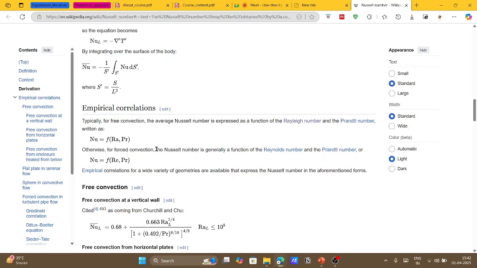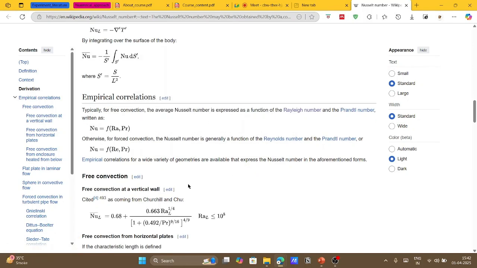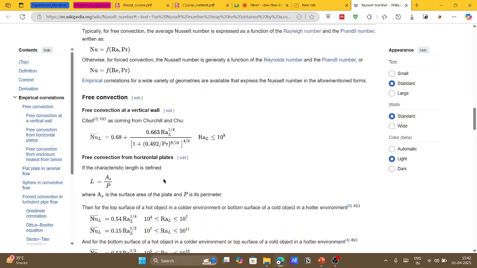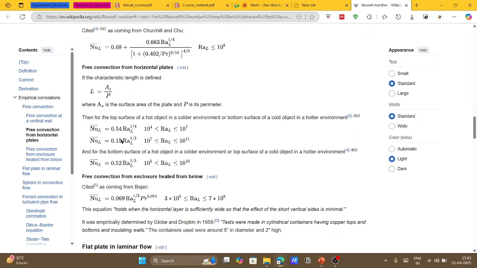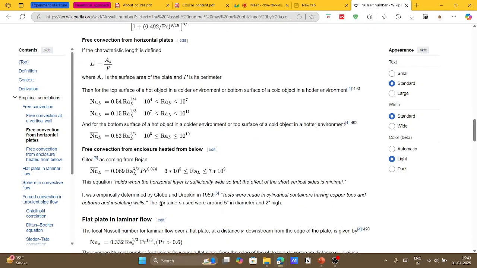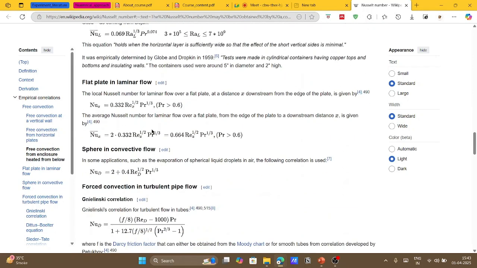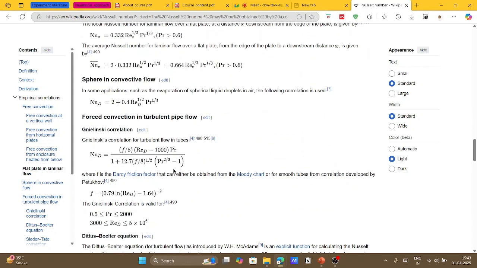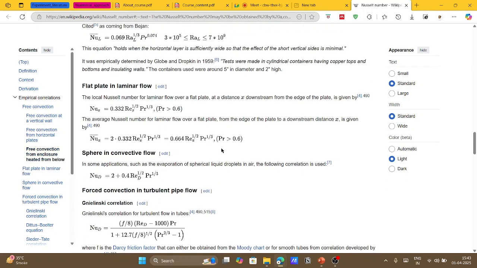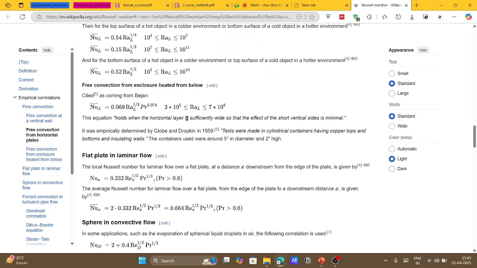For forced convection, the Rayleigh number will be replaced with the Reynolds number, right? For free convection, you can see there are various equations. For fluid flow from a vertical wall, this is how you compute the Nusselt number. Free convection from an enclosed surface, you compute it this way. Then for flat plate laminar flow, and forced convection in a turbulent pipeline. So until this point it's for natural convection.